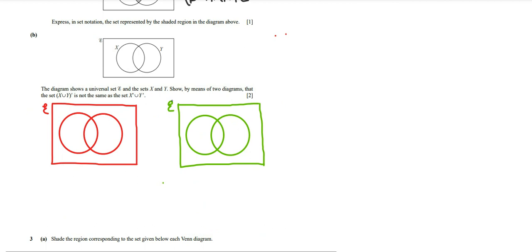Now this one is not too hard actually. It asks us to show by means of two diagrams that the set (X union Y) complement is not the same as the set X complement union Y complement. So let's start by doing (X union Y) complement. Let's label this set X, let's label this set Y. If we did have X union Y, that would give us this whole region shaded in, wouldn't it? All of this, right?